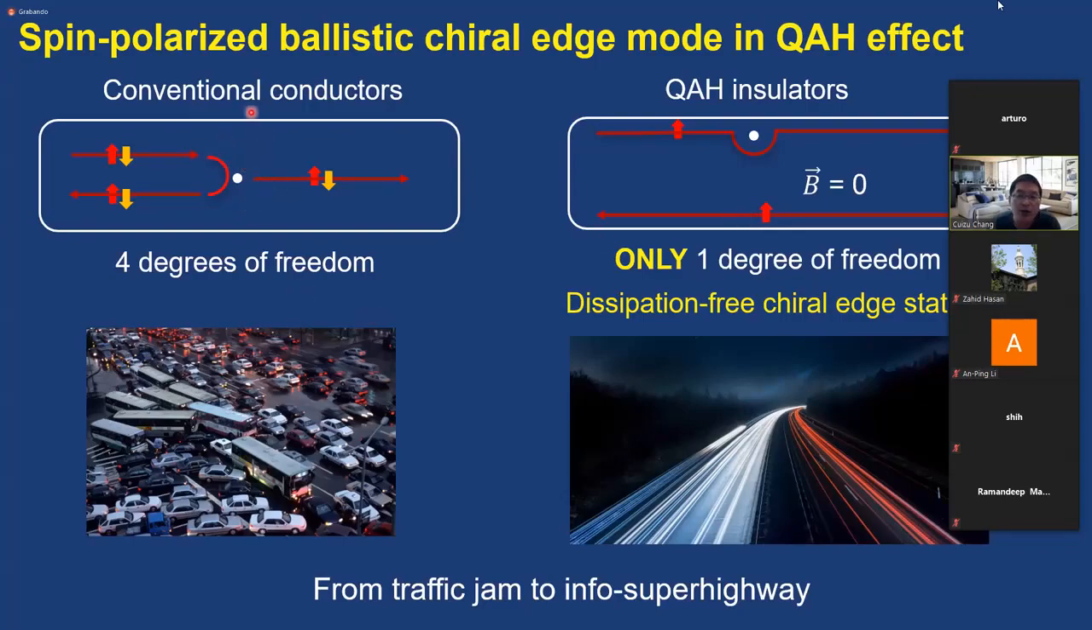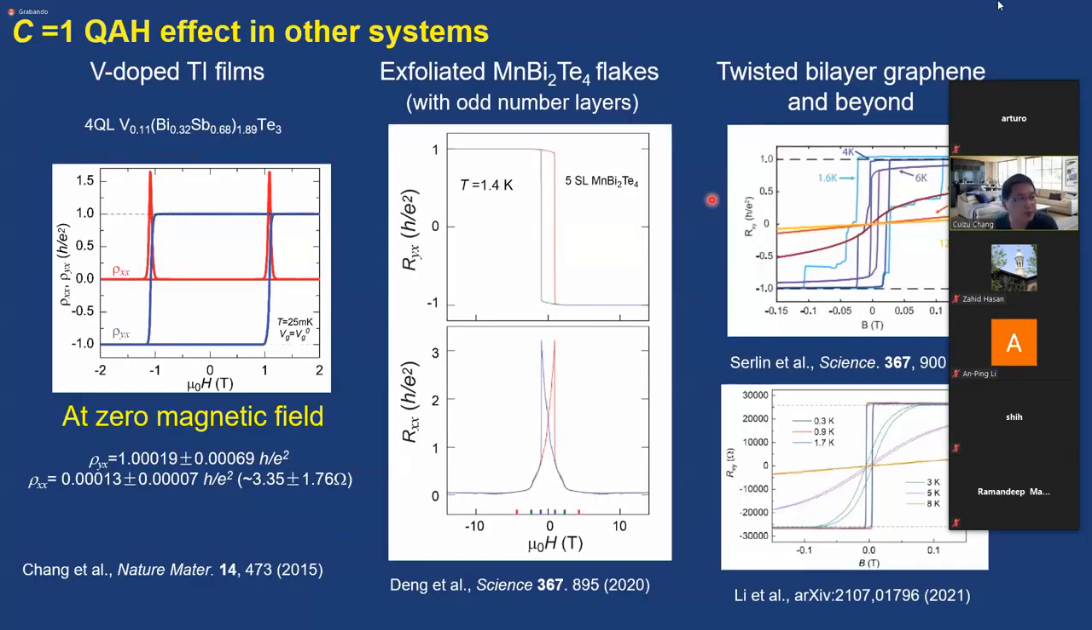The electrons in a conventional material look like buses and cars in a traffic jam, and the electrons in the quantum anomalous Hall effect look like traffic on a highway. So the edge state of the quantum anomalous Hall state gives us a very good platform for the next generation of energy efficient electronic and spintronic devices with low power consumption.